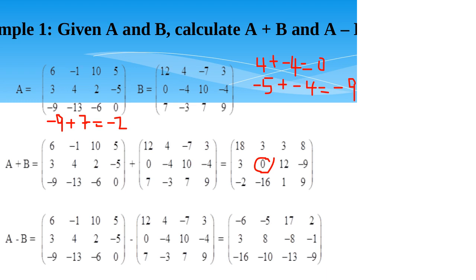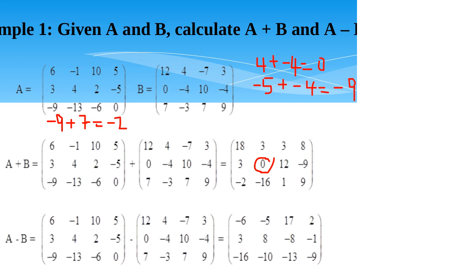So that is how we add two matrices. Now, if we continue, you are now subtracting the second matrix B from A. Again, we follow the same procedure, but now we will not be adding, we'll be subtracting.